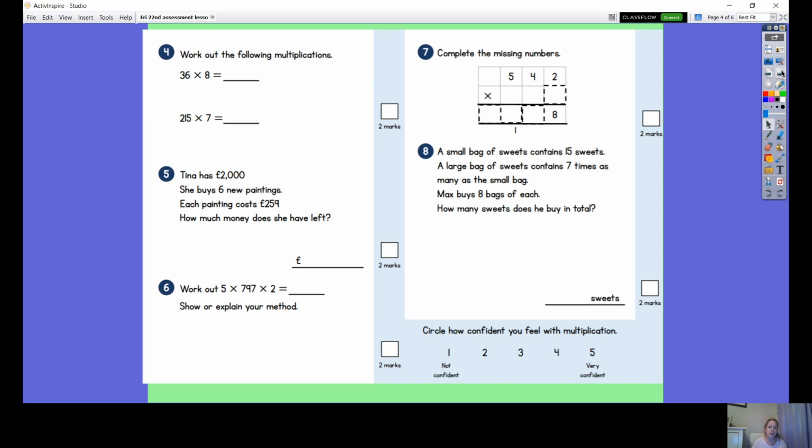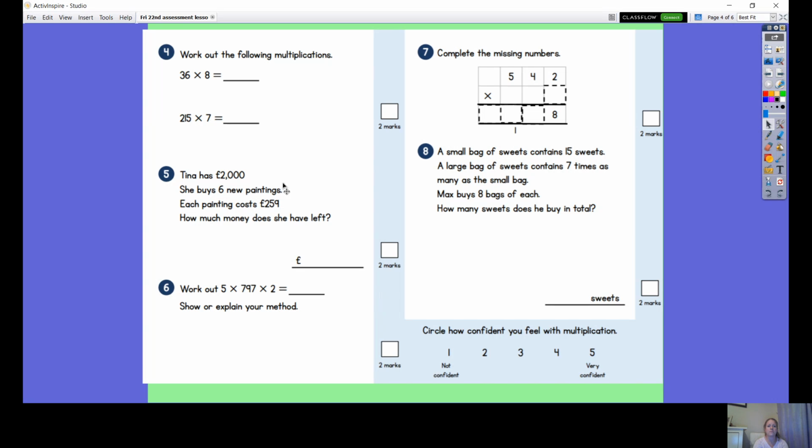Okay, so question 5. Tina has £2,000. She buys 6 new paintings. Each painting costs £259. How much does she have left? Okay, so there's 2 parts to that sum. It gives you a little clue there because it's worth 2 marks, isn't it?